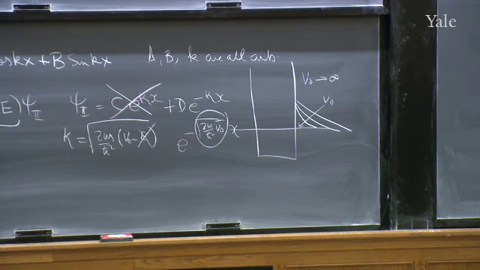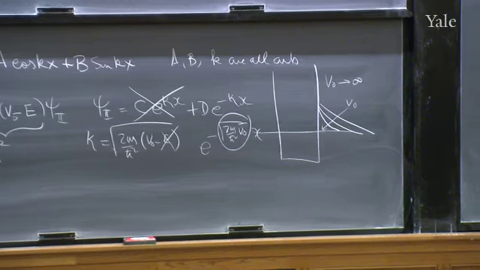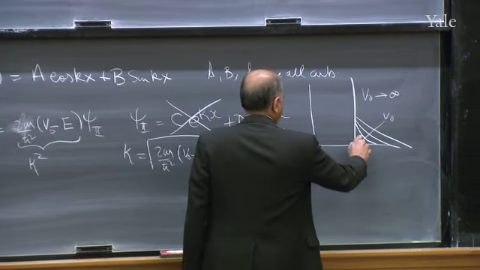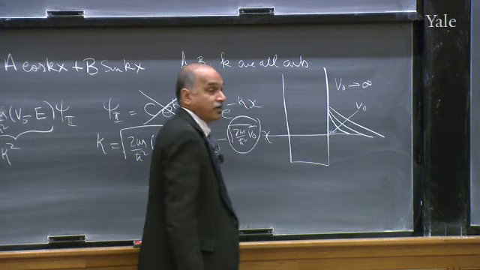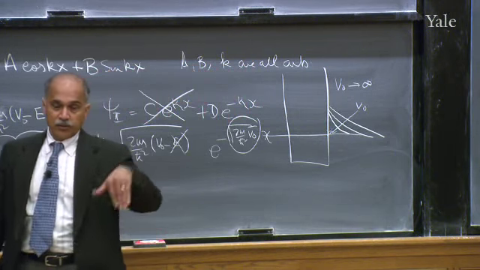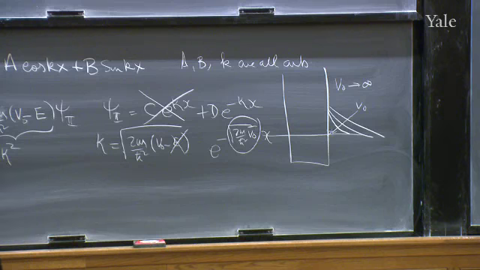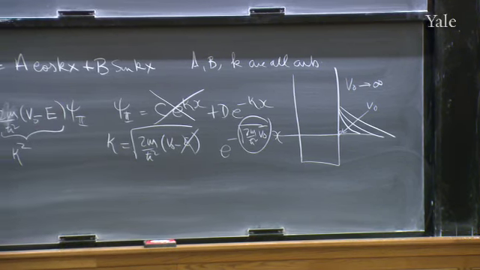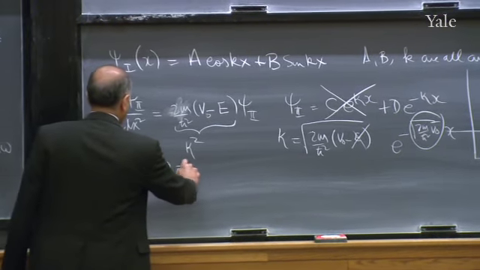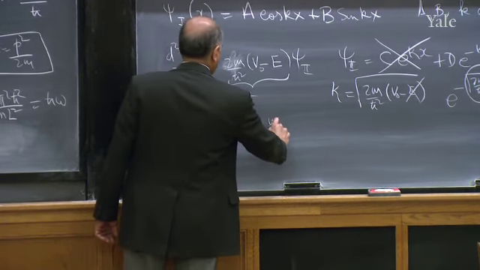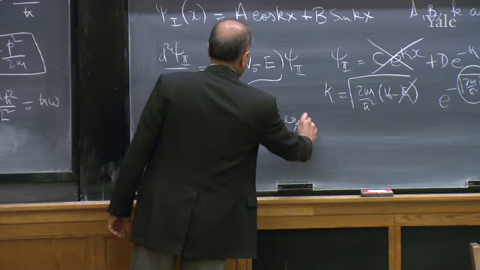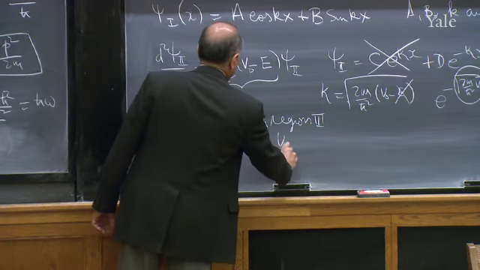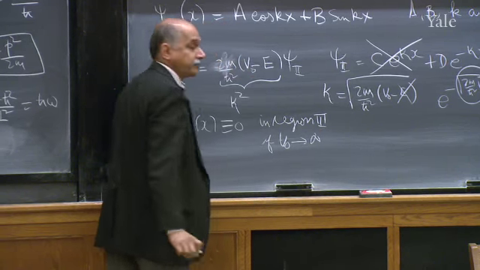You follow that? And eventually, when v0 goes to infinity, it just doesn't have a life outside, it just vanishes immediately. Whatever you start with goes to 0 immediately. That basically means psi 2 of x is just 0 in region 3, if v0 goes to infinity.